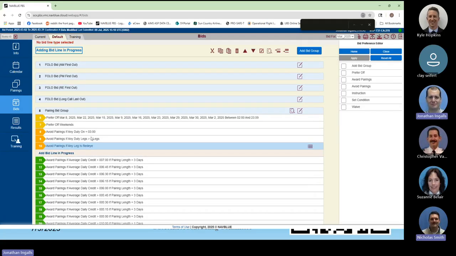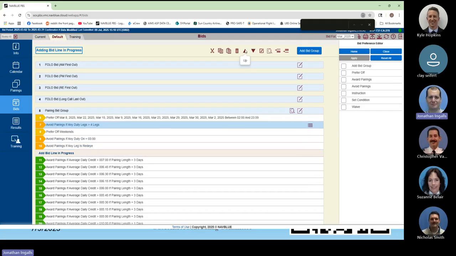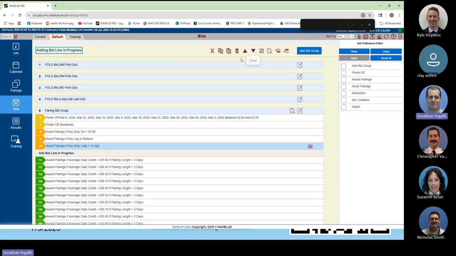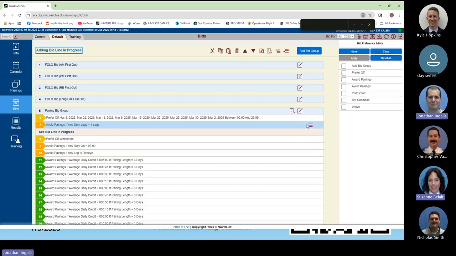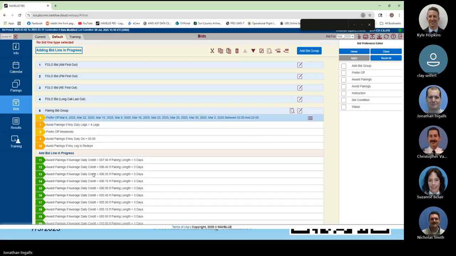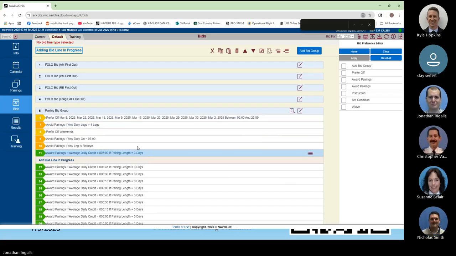All right, so now we added a line in there, and you can order that wherever is important to you on your list of avoid pairings. How are you sliding it up and down? Sure, I'm using these up and down arrows. Oh, there they are. You just click it. And then when you're ready, Nick, just submit your bid.